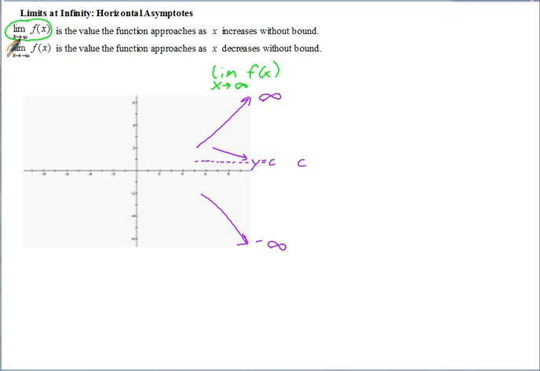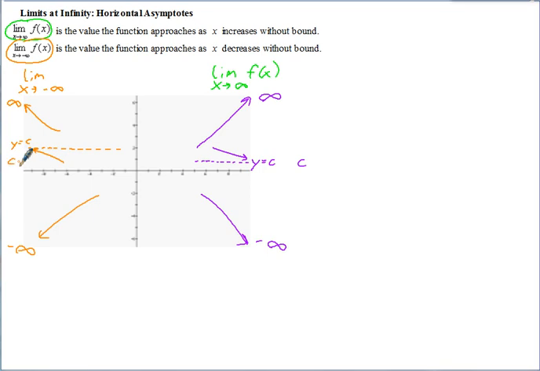Similarly, if you're finding the limit as x approaches negative infinity, it's the value the function approaches as x decreases without bound. So there you look as far left on the graph as it goes. Again, you have the same options. It could go up to infinity. It could keep going down forever to negative infinity. Or again, you could have some horizontal asymptote, y equals c, and you could approach that, and so then your limit would be c.